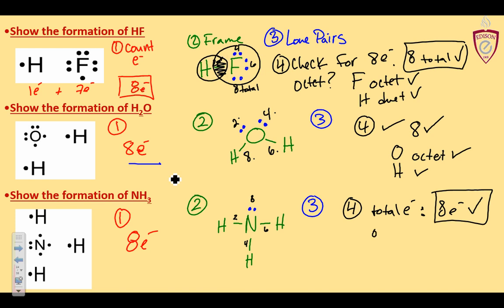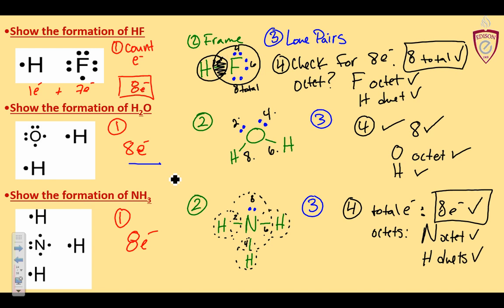Now we're going to check for our octets. So nitrogen, if I'm circling this one, I got to keep in mind all the bonds are included. So let's count everything with nitrogen. 2, 4, 6, 8. Nitrogen's got its octet. And now hydrogen's got its duet there, and there. So, hydrogen duets. And again, you don't need to draw the circles, but where these spheres overlap is where you get your single bonds forming. So we're good. We're done.